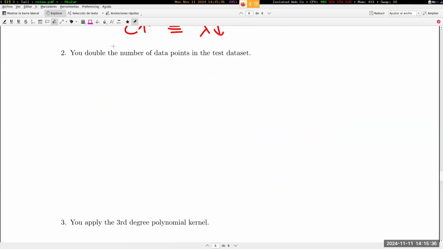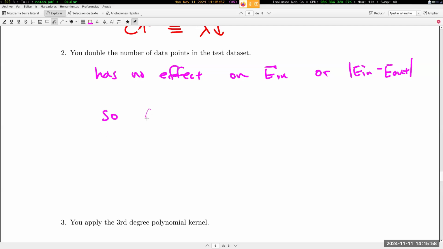Okay, if we double the number of data points in the test set here, though, then this has no effect on our E in or our generalization error, E in minus E out. So the C and lambda both stay the same. In general, whatever changes you make to your test set are not going to have effects on the decisions you make about optimizing the balance between the in-sample layer and the generalization layer.